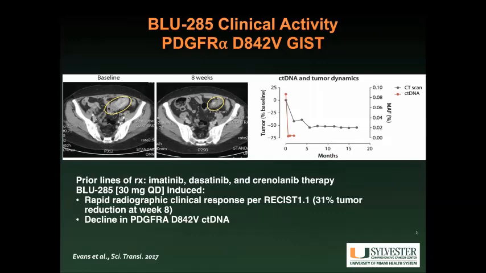This has never happened before with Imatinib, Sunitinib, Regorafenib. So the advent of Blue 285 or Ripretinib has really given therapeutic options for patients with PDGFR alpha D842V mutant GIST. And in the curve, you can see that not only did the tumor shrink, but measurement of circulating tumor DNA within the blood also decreased rapidly to really an undetectable level.